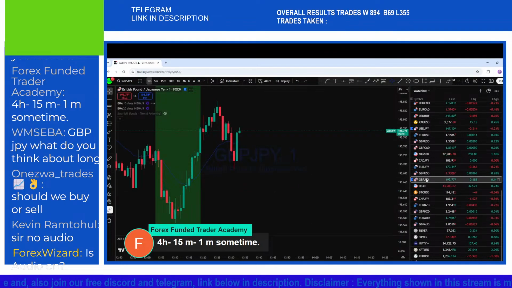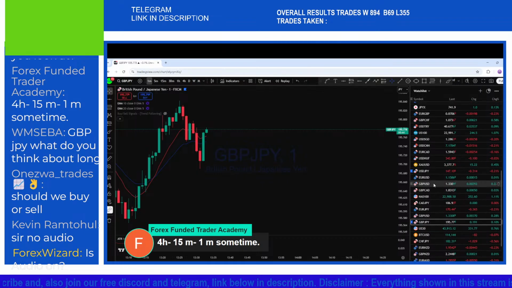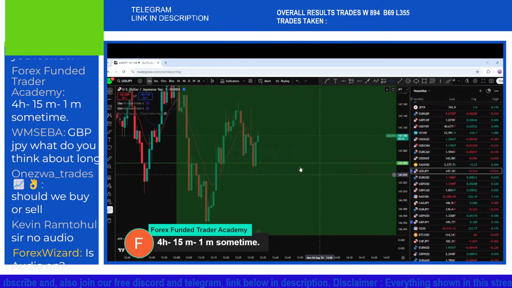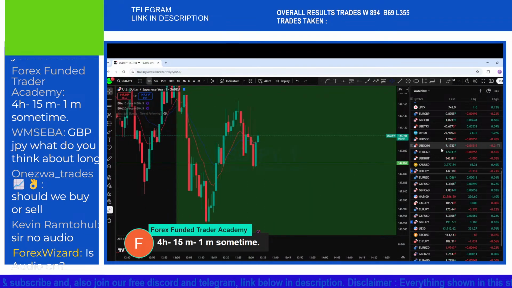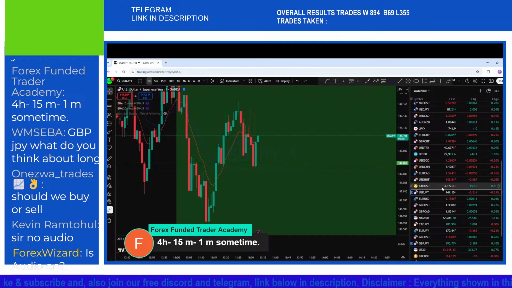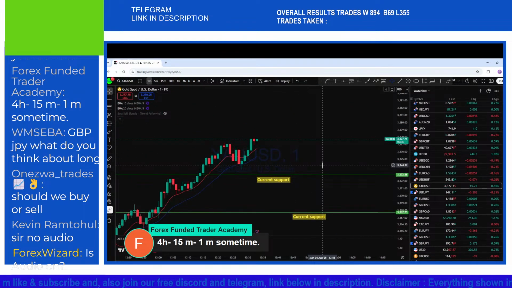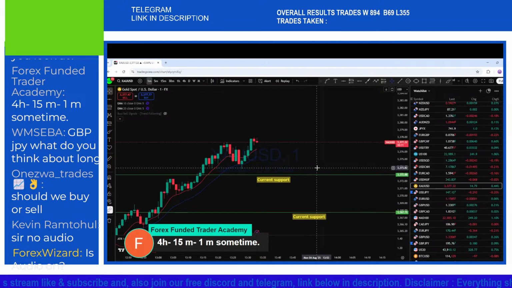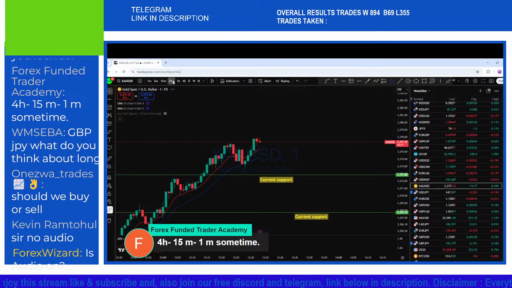So GJ is in a pullback. Dollar yen had a drop, now on a pullback as well, while gold is currently maintaining that bullish market structure, and we may see that the market potentially may continue to rise back to the upside here on gold.